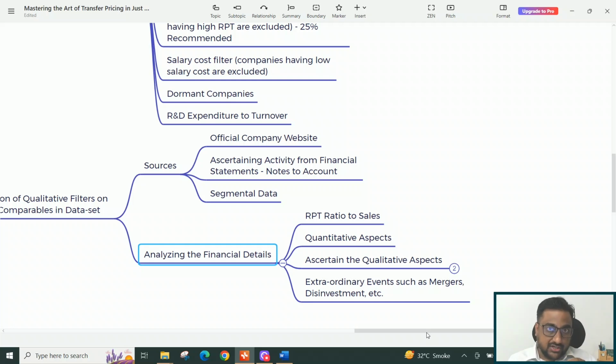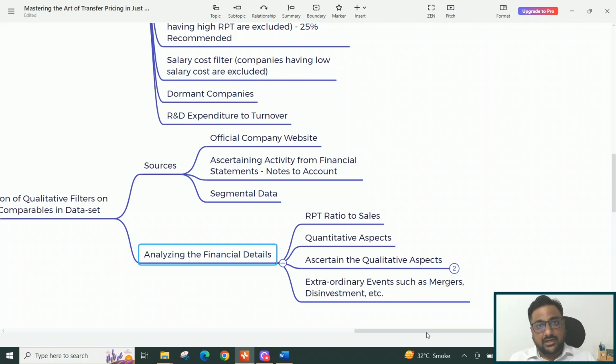Now, what are these financial details? Let me explain one by one. First is the RPT ratio to sales. You need to understand that. There is also a file below this video, where you need to compute the related party transactions to sales ratio.